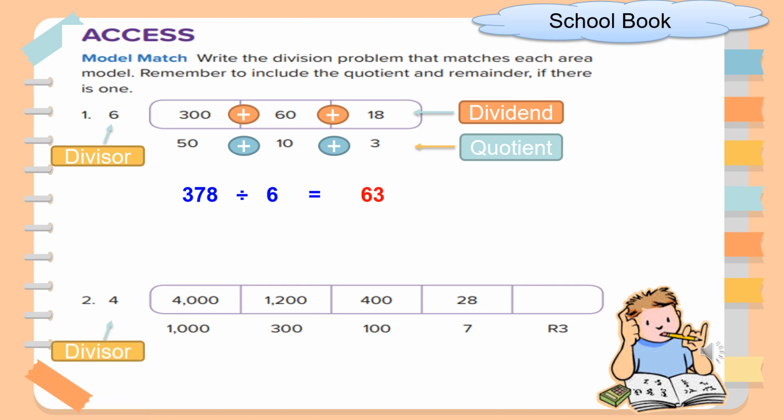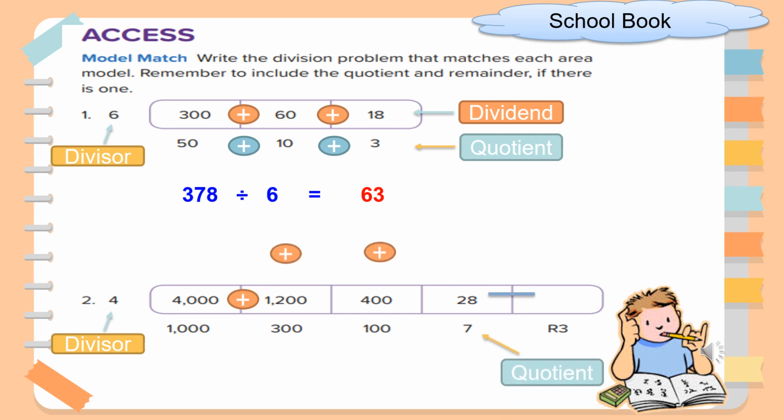Next one, we have here the divisor 4 and the first area model is the dividend. Let's collect first the dividend, and remember we have here a remainder 3. So 5628 plus 3 equals 5631. This is the dividend and then the divisor as we said is 4.